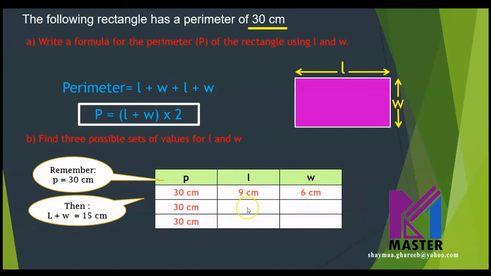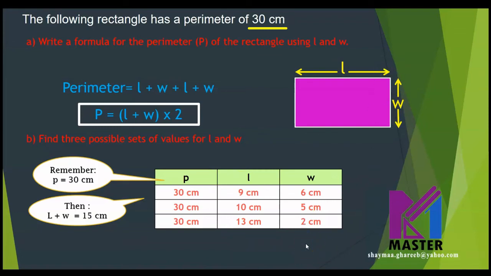Let's try a different number for the length. For example, if I have a 10 centimeter length, then the width will be 5, because both of them should make 15, which is half the perimeter. Okay? Now, one more example. We have 13 centimeters for the length. So 13 plus what gives 15? So 13 plus 2. Then the width will be 2 centimeters.